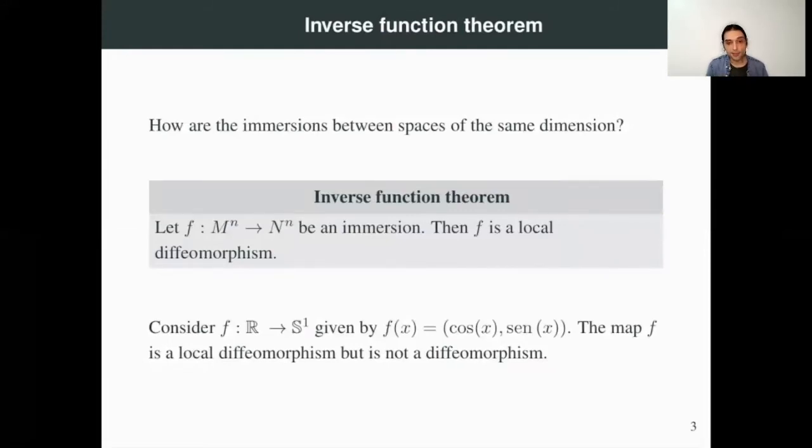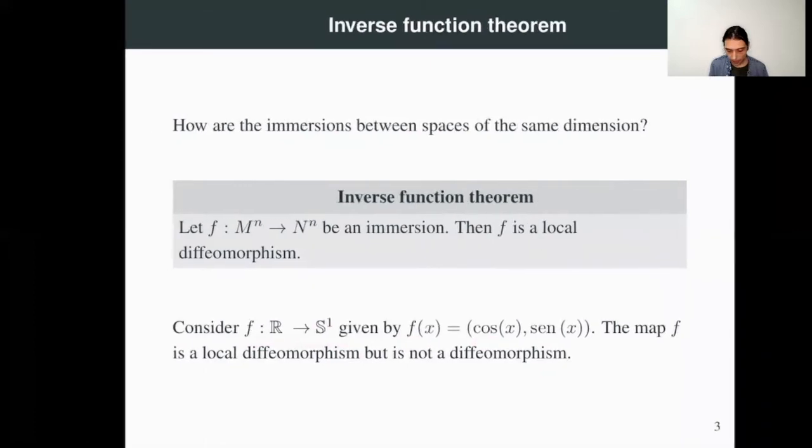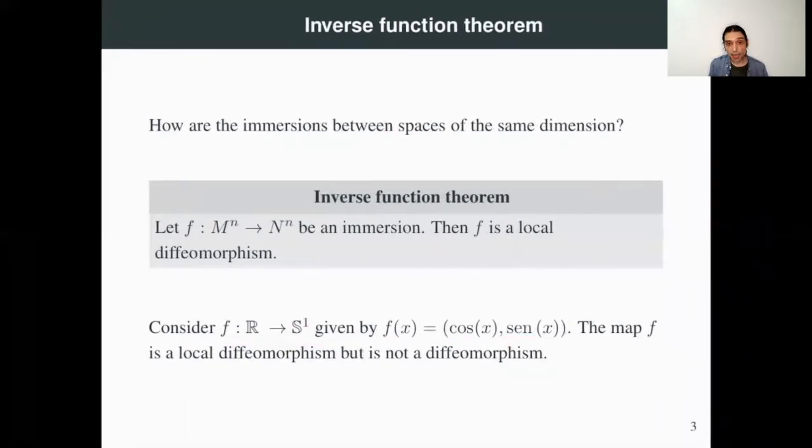The downside of the inverse function theorem is that in this case, in which we have an immersion between manifolds of the same dimension, f is a local diffeomorphism, but it is not a diffeomorphism. That's the problem. And we can actually give an example. Consider the map f defined over here from the line to the circle, given by the image of x is cosine of x, sine of x. The map f is a local diffeomorphism, but it is not a diffeomorphism.